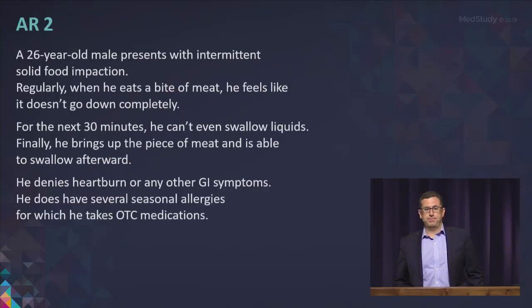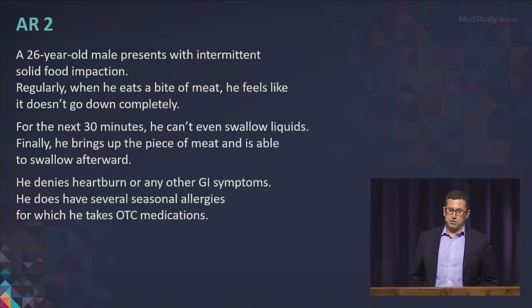Question number 2. A 26-year-old man presents with intermittent solid food impaction. Regularly when he eats a bite of meat, he feels like it doesn't go down completely. For the next 30 minutes, he can't even swallow liquid, sounds miserable. He finally brings up the piece of meat and is able to swallow afterwards. He denies heartburn or any other GI symptoms.